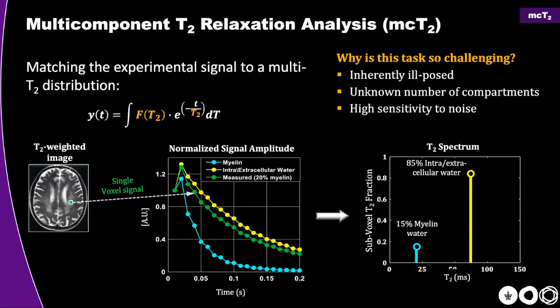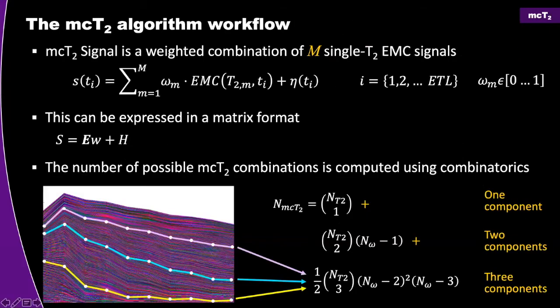We never know what is the number of components that exists at every voxel. It might be one component, two or three, or even more. And the process itself of inverting this problem is very sensitive to noise. So we found a slightly different way of looking at the problem, okay?